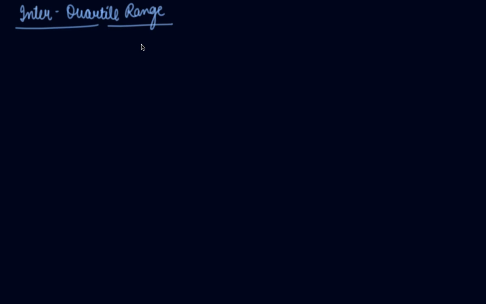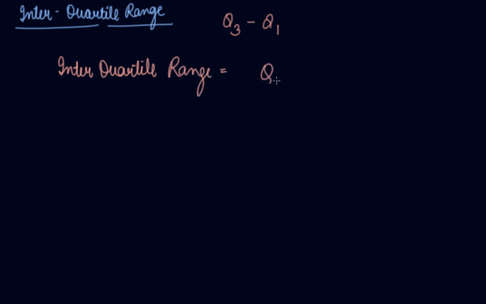In this video, we will be studying the second method of measuring dispersion, that is the interquartile range. Now, what is the interquartile range? It is the difference between quartile 3 and quartile 1. So, the formula to calculate the interquartile range is quartile 3 minus quartile 1.